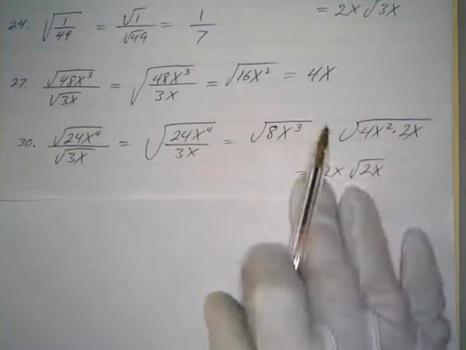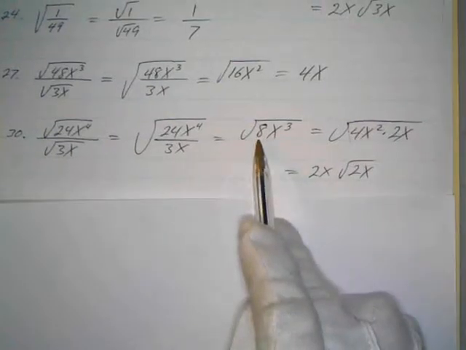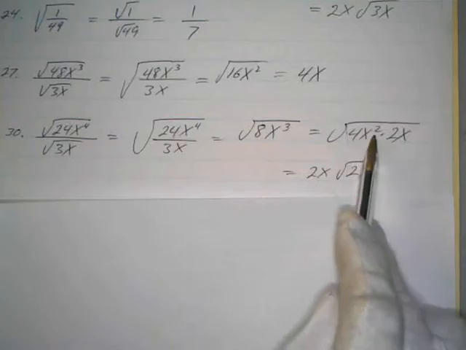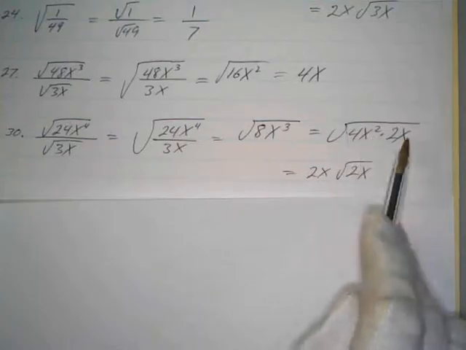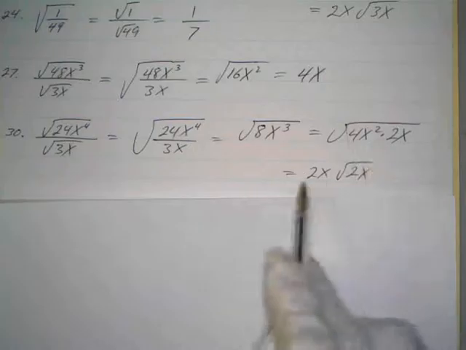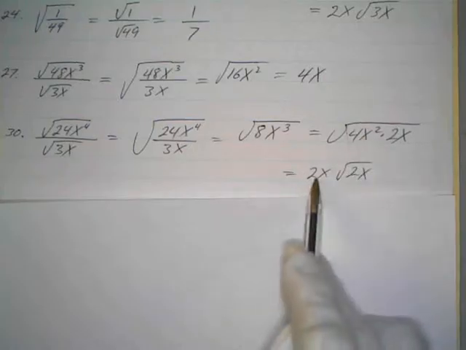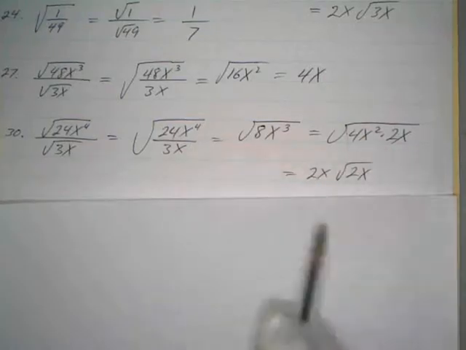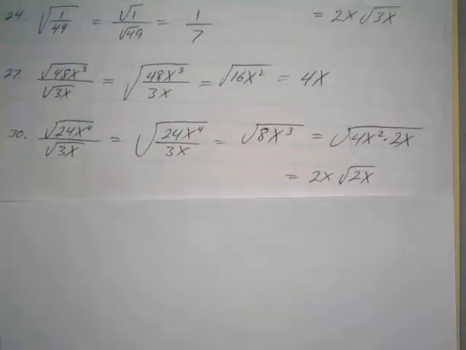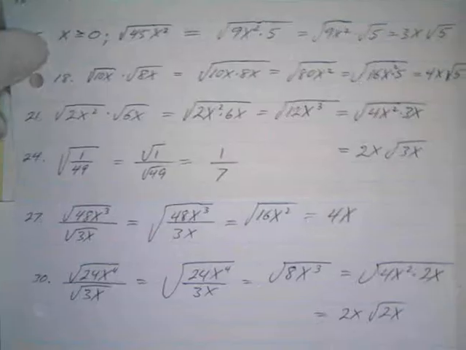And then I can break this up into perfect square factors. A perfect square factor of 8 is 4, a perfect square factor of x cubed is x squared, so I've got 4 times x squared times 2x. If you multiply this, you get that. And what's the square root of 4x squared? 2x. So this comes out to become 2x times the square root of 2x. Okay, hope that makes sense. I'll leave these up for you to see.